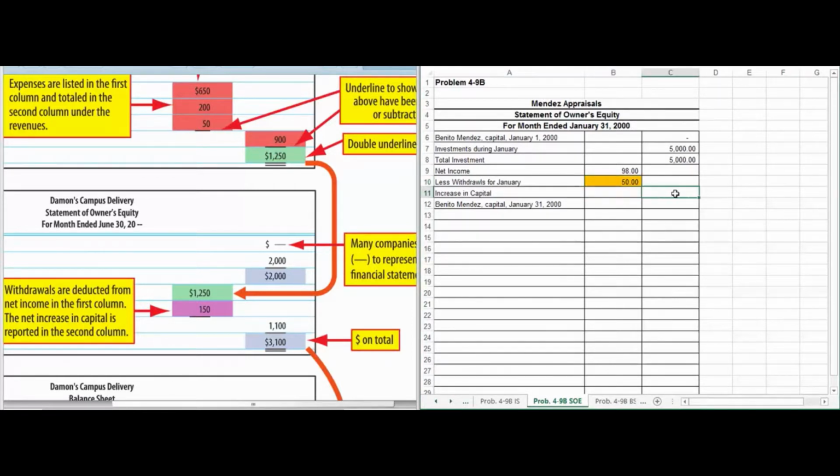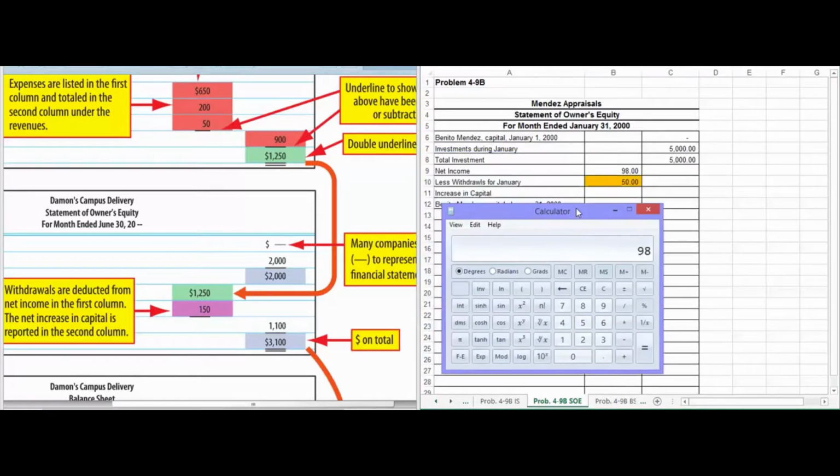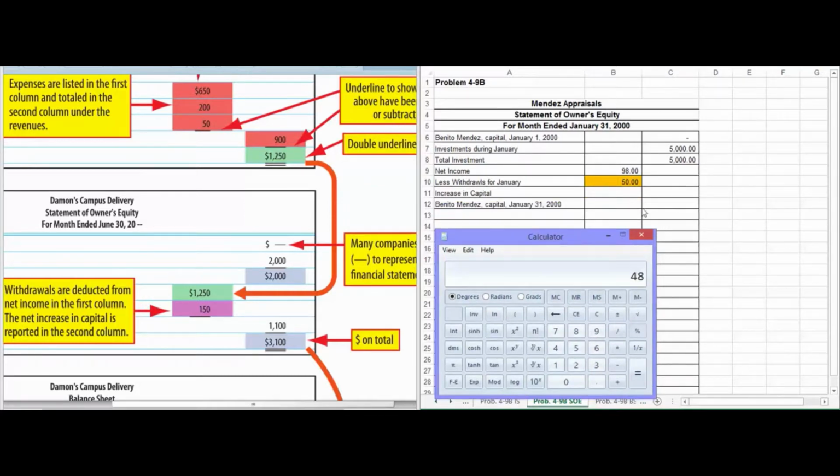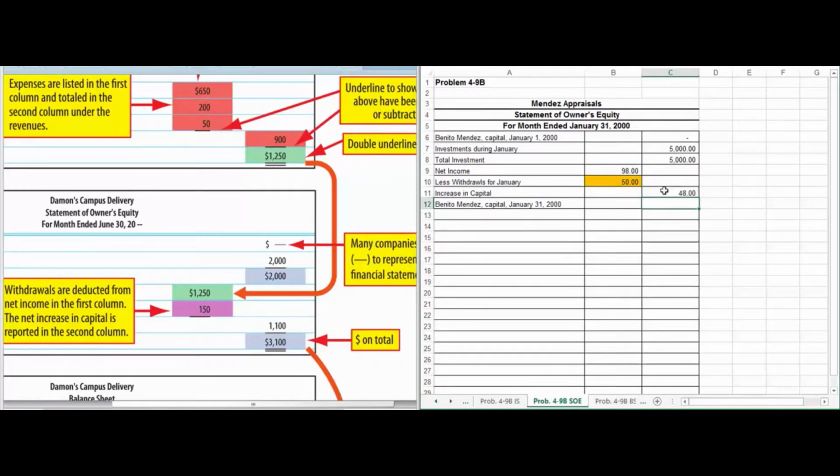Our increase in capital. To find that amount, we are going to take our $98, subtract $50. So we have an increase in capital of $48. And our total capital is going to be $5,048.